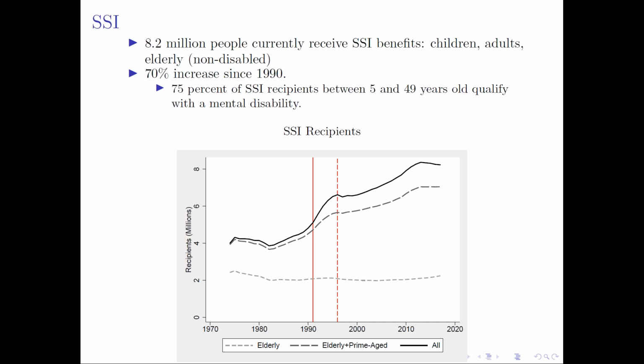You can see from the graph that there's been a pretty big increase in the SSI population over the past 20 to 30 years. There's been a 70% rise since 1990, and almost all of that has come from the non-aged population, so either more children or adults with disabilities. And one thing that's really interesting to me learning in this process is that most new SSI recipients between the ages of 5 to 49 actually qualify with a mental disability as opposed to a physical disability. So there's really been a large shift in the composition of households that receive SSI over time. Next.